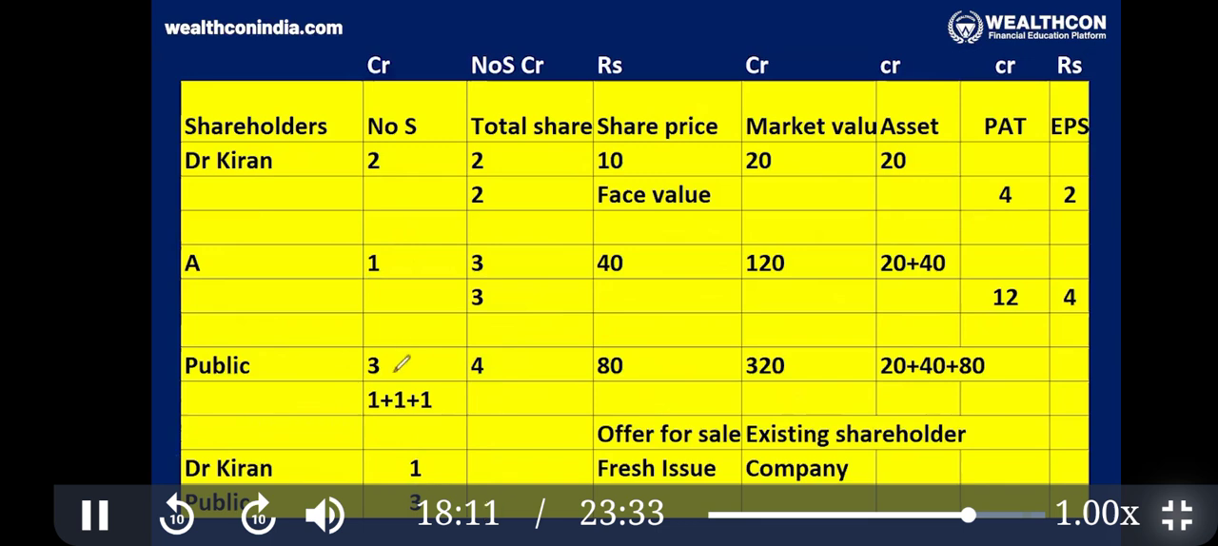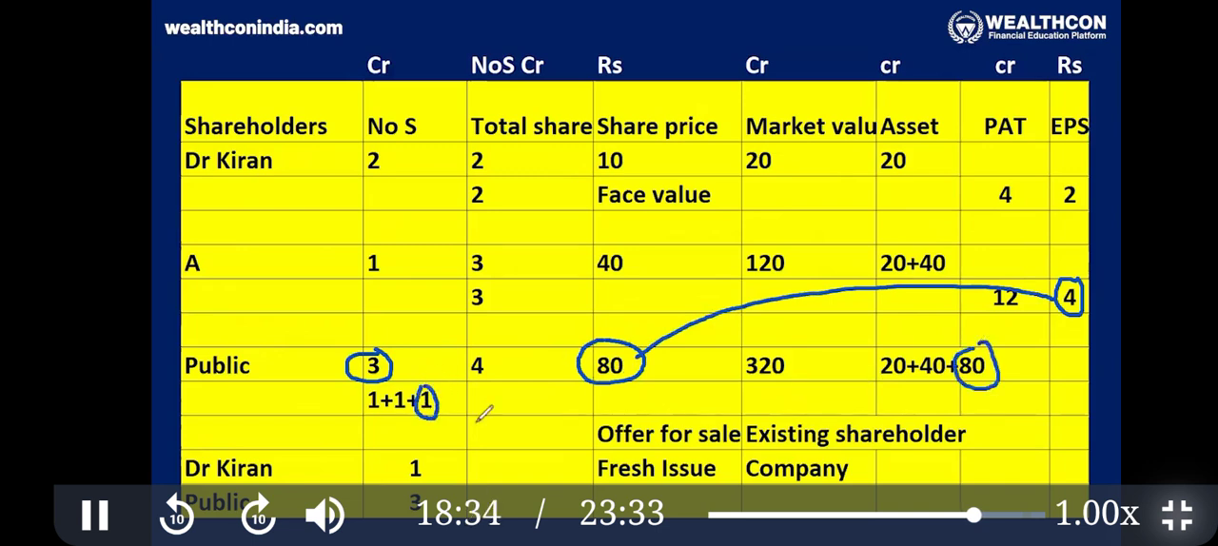Now they have decided that they will sell 3 crore shares, but at what price? So for the price, I am taking here a multiple of EPS. So 20 times EPS becomes 80 rupees. Okay. Now here the company issued 1 crore fresh shares, so it will get only 80 crores. The rest of the amount has gone to Kiran and A.